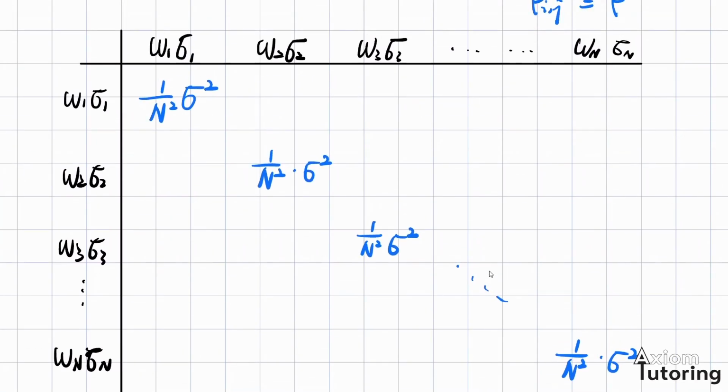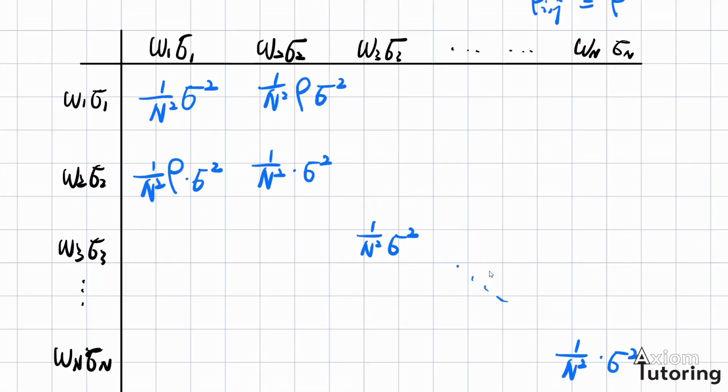Now we need the rest of the terms here. So what's going to be here? It's going to be w1, w2, but since they're the same, they're still going to be 1 over n squared. Now we have rho 1,2, sigma 1, sigma 2, and since all the sigmas are the same, we just need to include sigma squared and the rho here. So rho times sigma squared. The same goes for the symmetric positions, so 1 over n squared, rho sigma squared.